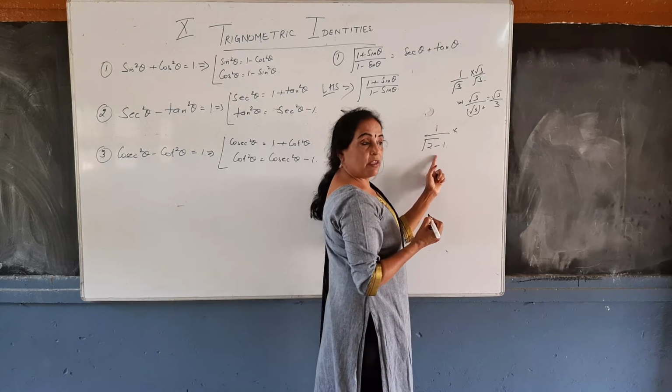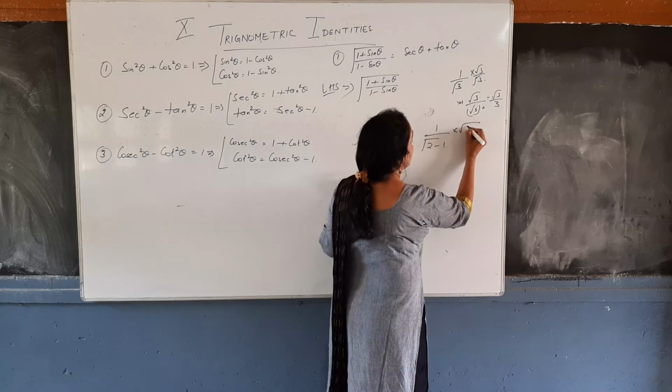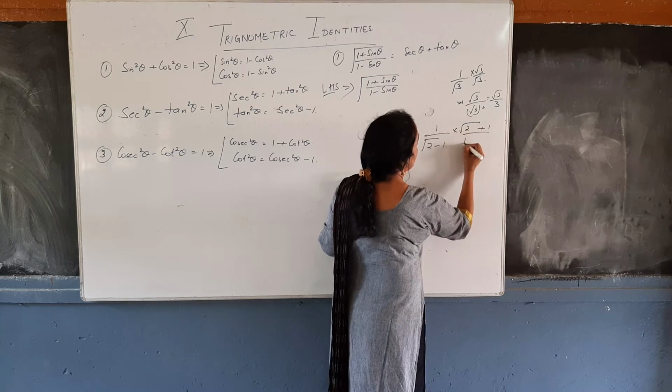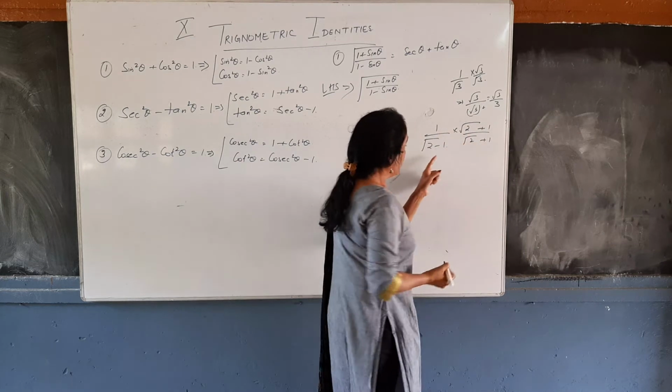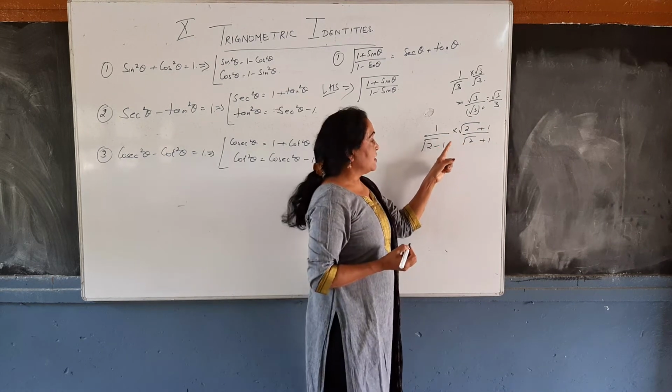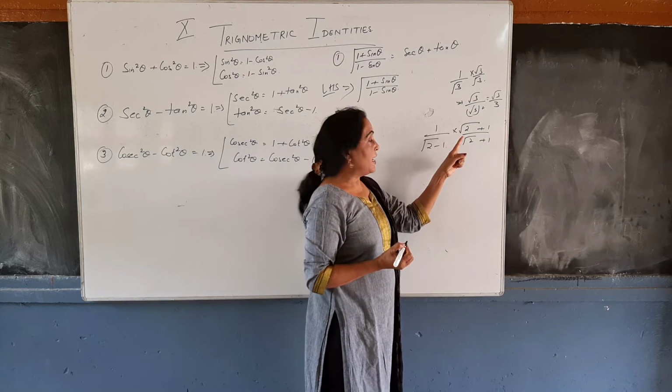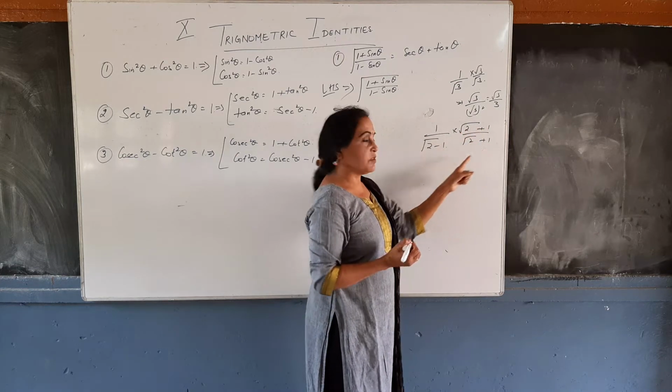Here root 2 minus 1 is given, so we will rationalize by root 2 plus 1, root 2 plus 1. That is called rationalization, or multiply and divide by root 2 plus 1, root 2 plus 1. So what we will get?